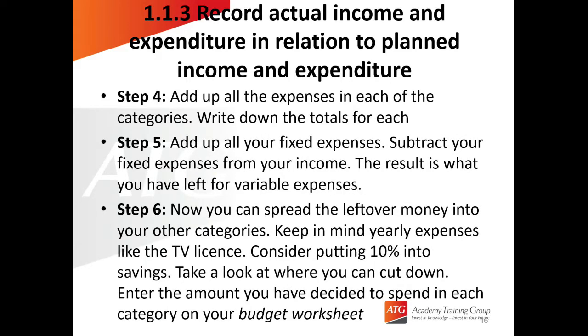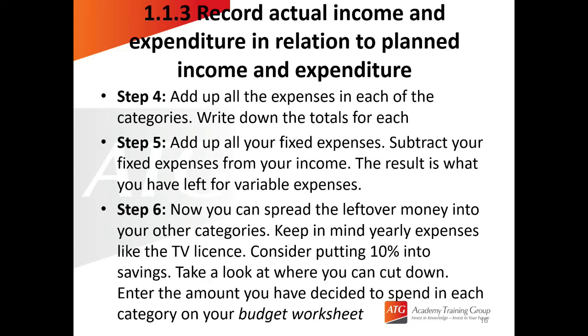The fourth step, add up all the expenses in each of the different categories and write the totals down of each. The fifth step is add up all your fixed expenses. Then subtract your fixed expenses from your income, and that result is what you're going to have left for your variable expenses. The sixth step is, now you can spend the leftover money on your other categories.